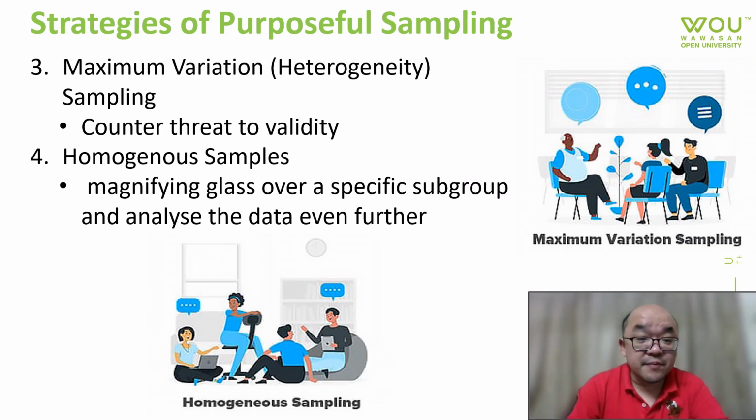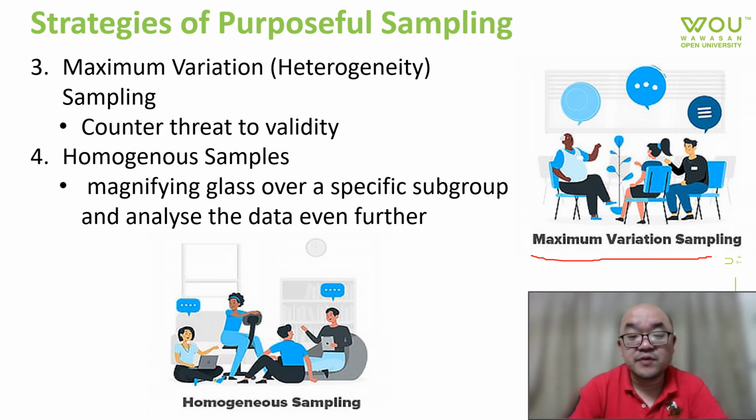The third strategy would be maximum variation sampling. So maximum variation, also called heterogeneity. This is where you want to get a sample with the widest range. Yeah, so we're looking at the example here. What can you see is different between the participants? You can see gender, you can see age, you can see ethnicity. Yeah, so that's the idea.